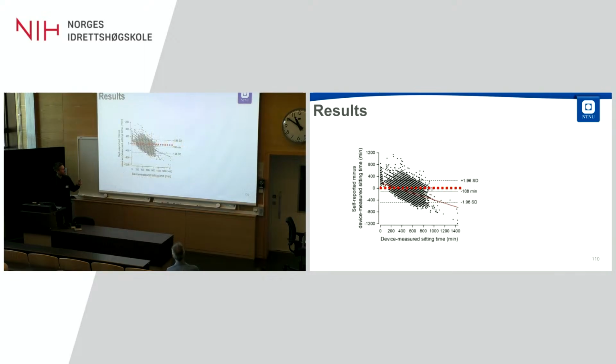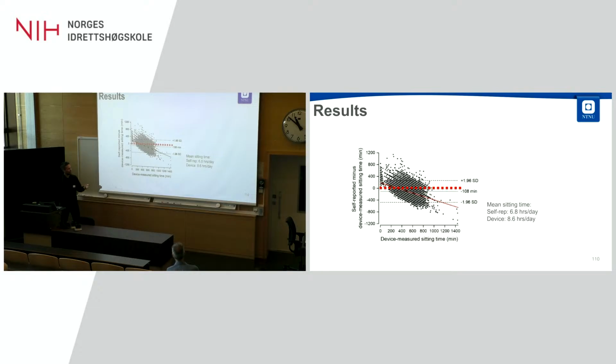Here's a Bland-Altman plot, where on the x-axis we have the device-measured sitting time, which we used as the gold standard. And on the y-axis, we have self-reported minus device-measured sitting time. So if everyone was reporting to sit the same amount as they were measured with the devices, then all the dots would fall on this red dotted line. But as we can see, that is not the case.